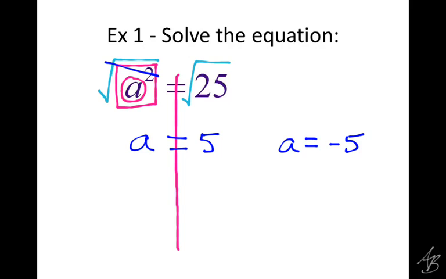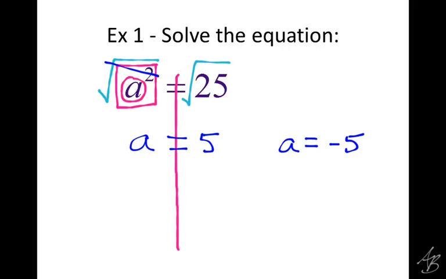Now, is there anything else I'm going to have to do to solve these equations? No. So these are going to be my two answers. I get a equals positive 5 and I get a equals negative 5. Okay. Got to use both. We got to give both answers.